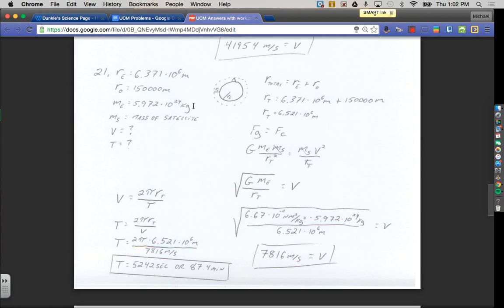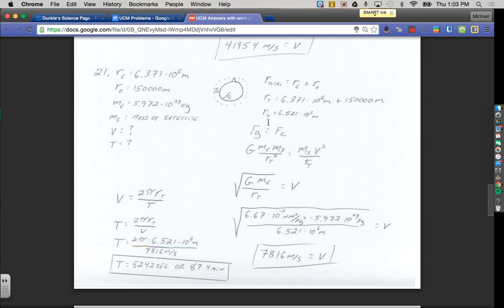The mass of the Earth, we know that, is 5.972 times 10 to the 24th kilograms. We're trying to find velocity. We're trying to find time. First, I have to figure out my total orbital radius. So I'm going to add the radius of the Earth and how far it is above the surface of the planet. I put in the Earth's radius, 6.371 times 10 to the 6 meters, and I add that 150,000 meters to get a total orbital radius of 6.521 times 10 to the 6 meters.